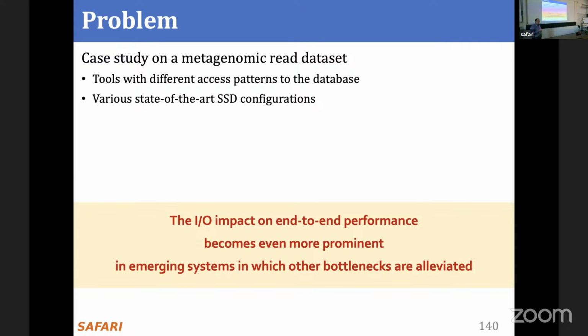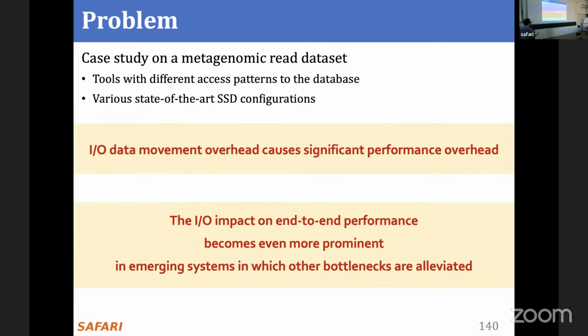So we use both cost optimized, let's say capacity optimized, and high performance optimized SSDs. And we observe that the I/O data movement overhead causes significant performance overhead.